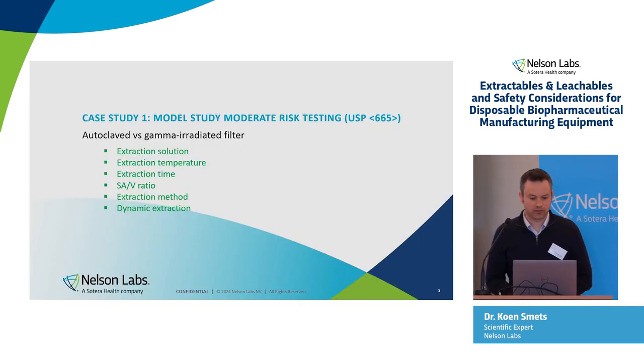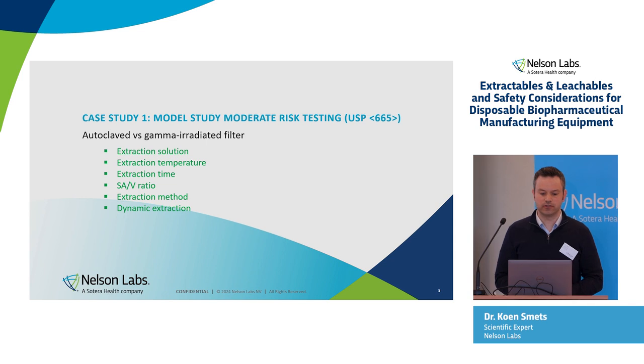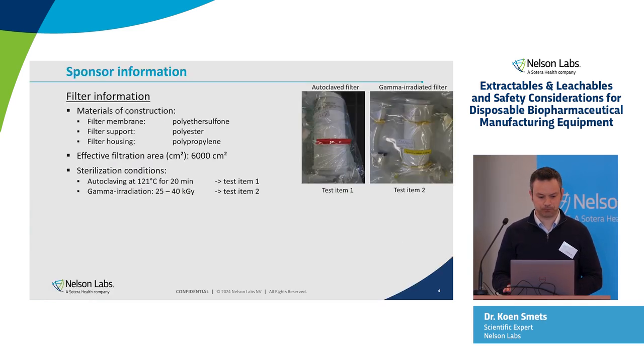So the first case study I want to discuss is the model study for a moderate risk component based on USP 665. We are going to go through that example by comparing results of an autoclaved and a gamma irradiated filter. And as you can see, all the design parameters are in green, meaning that we are fully aligned with the recommendations of the standard testing protocols.